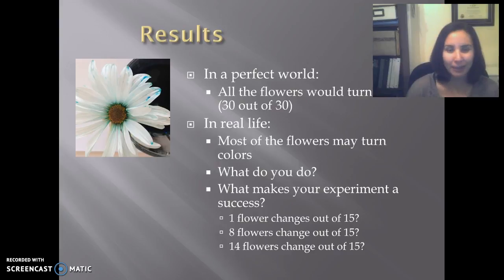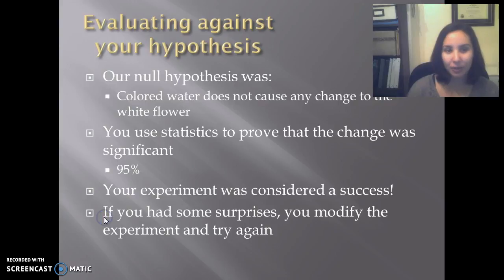What makes our experiment a success? If just one changes out of 15, can you say 100% of the time it is going to work? No. What about 8 out of 15? 14 out of 15? How do scientists decide what makes a good result? And that's what we call evaluating our null hypothesis. Our null hypothesis was colored water does not cause any change to the white flower. Well, we've proven that's false because we have some blue. It's very subtle, by the way.